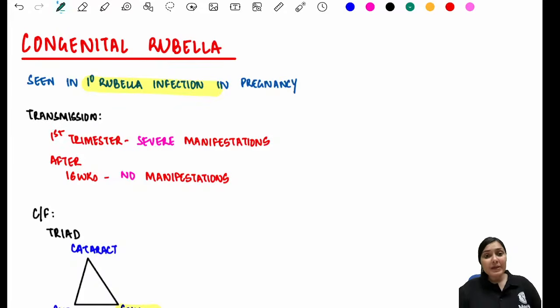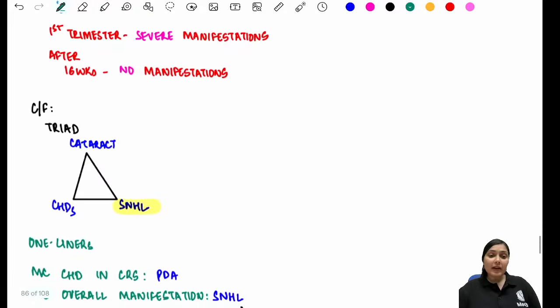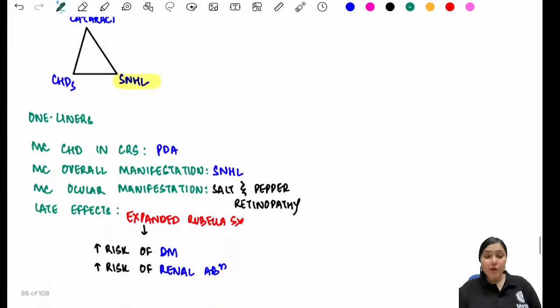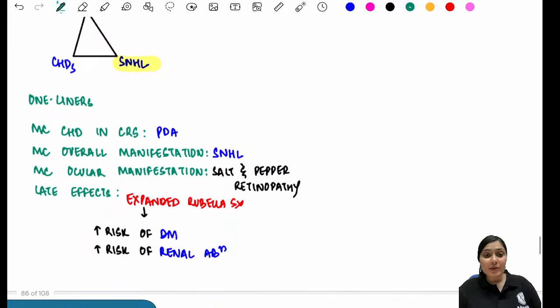Moving to the next infection, rubella. Congenital rubella would be seen if there is primary rubella infection in the mother during pregnancy. In the first trimester, if that is acquired, that will lead to severe manifestation. After 16 weeks, if the infection is acquired, typically no manifestations are seen. Here also you see a triad of eye finding cataract, heart finding congenital heart disease like PDA, and sensorineural hearing loss.